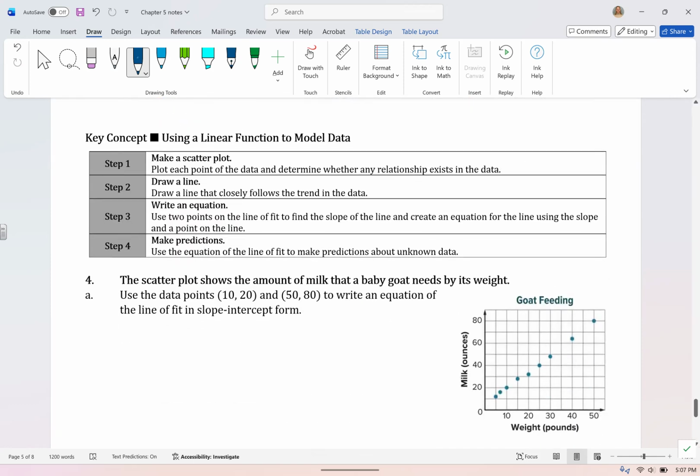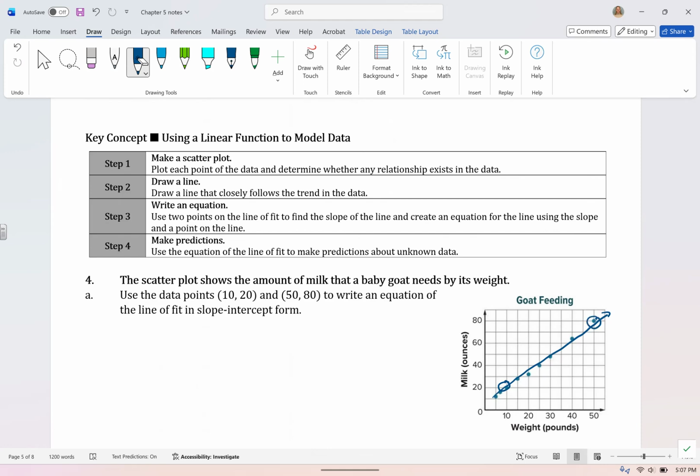Well, you'd get out your ruler and draw a line. I'm obviously not using a ruler because I'm on my screen. What you most want to do is pick 2 points that kind of go through the data. And we try in general to pick points from our data set. I'm going to tell you which ones to use. It says use 10, 20 and 50, 80. I'll tell you which ones.